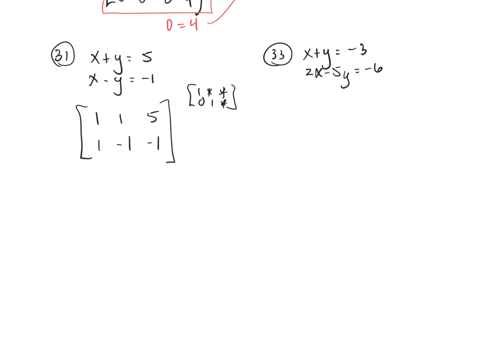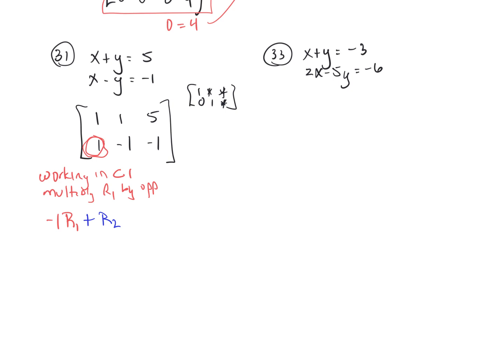What does that mean? That means I need to have a 0 in this space right now. So what I'm going to do, since I need to get rid of a positive 1, I'm working in column 1. That means I'm going to multiply row 1 by the opposite of what I'm trying to get rid of. So I'm going to multiply row 1 by negative 1, and then I'm going to add that to row 2.